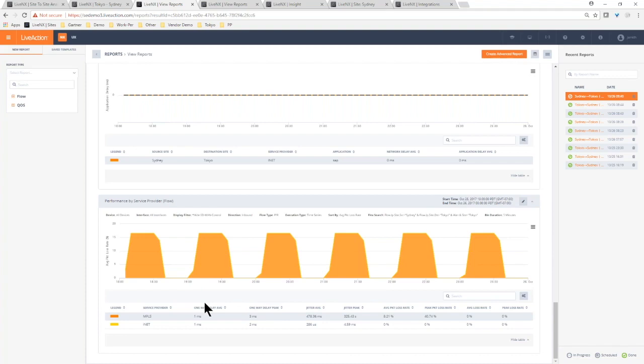So sometimes when you need to debug, you do need this granular level of detail to understand, is it really doing what I'm expecting? That is an atrocious jitter average on that MPLS provider. Yeah. Sorry, I just noticed that.